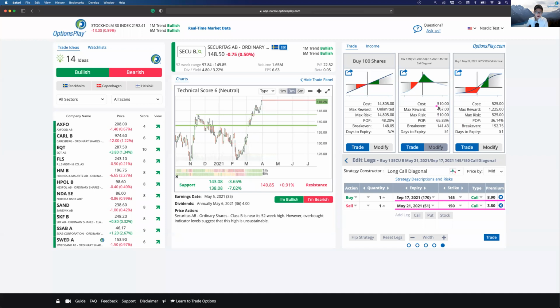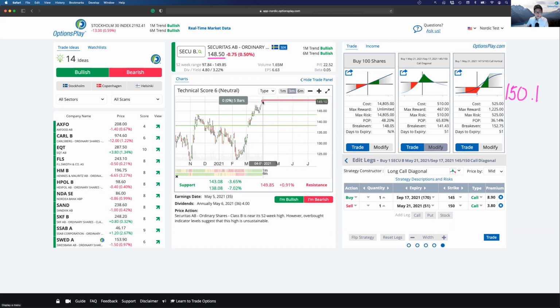Now, think about 5.1 crowns on my September call options. If my new cost basis on my September call options is only 510 crowns, that means my new break-even price on this long call is only 150.1 crowns. So my new break-even price gets reduced down to almost the current price of the stock.